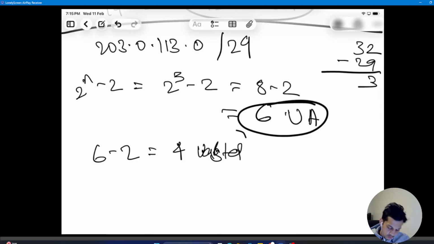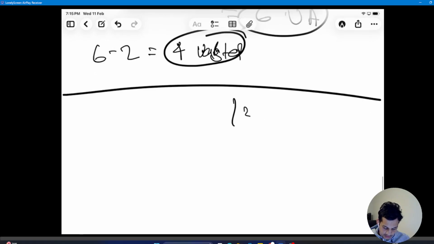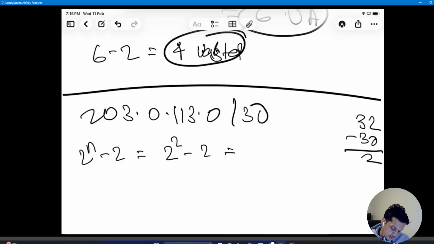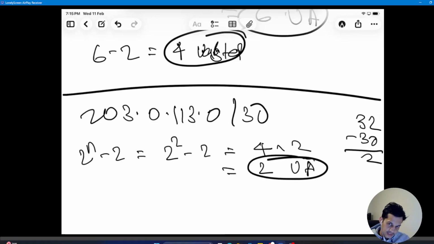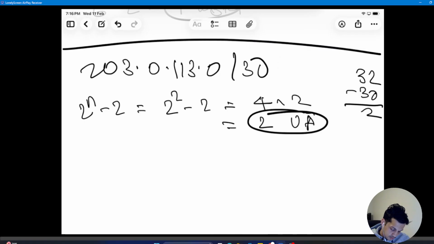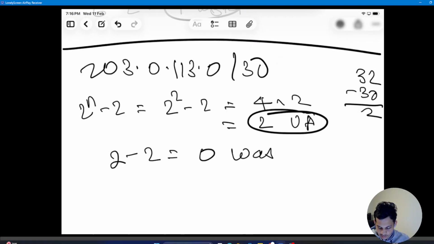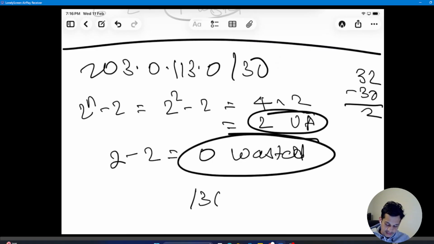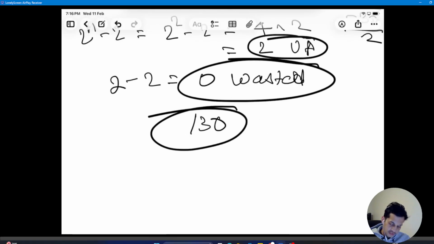So let's go to a smaller subnet, that is /30, 203.0.113.0. 32 minus 30 is 2. 2 raised to n minus 2, that is 2 raised to 2 minus 2, which is 4 minus 2, that is 2 usable addresses. I think this satisfies our requirement. So 2 minus 2 is 0 addresses being wasted. So /30 is the ideal solution for this subnet.